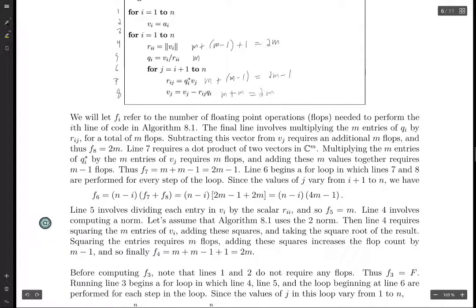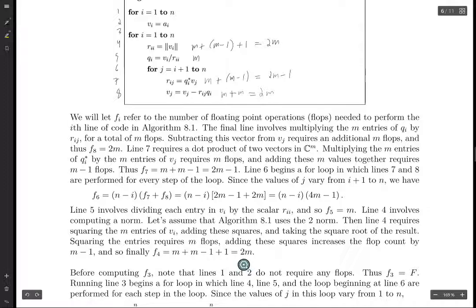Line 5 is just F5 is m. Line 4, and so on. So we're going to assume that we're using the 2 norm here. Other norms might be different, I think. But we'll just assume we're doing the 2 norm. So then we have to do this thing, and as I talked about, this will give us 2m flops.